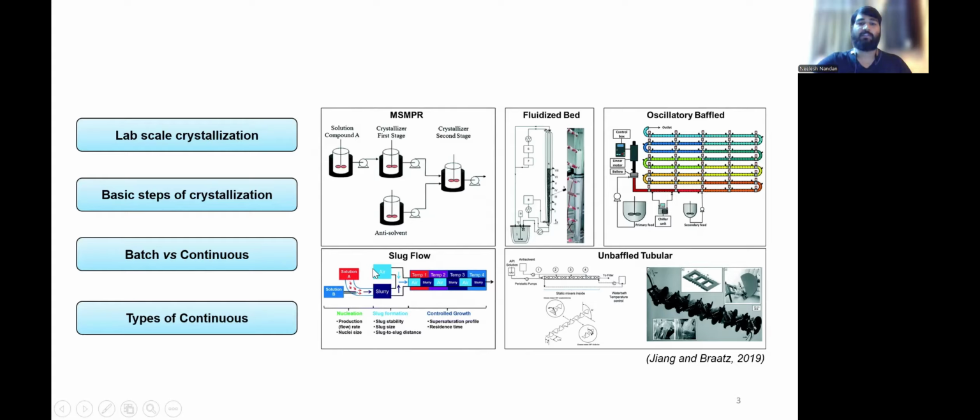And the next is the slug flow one, where two different immiscible media are mixed with each other, and because of that, slug formation takes place. The nucleation, supersaturation, crystal growth, everything happens inside each slug. And after crystallization, the crystals are collected and stored for further analysis.